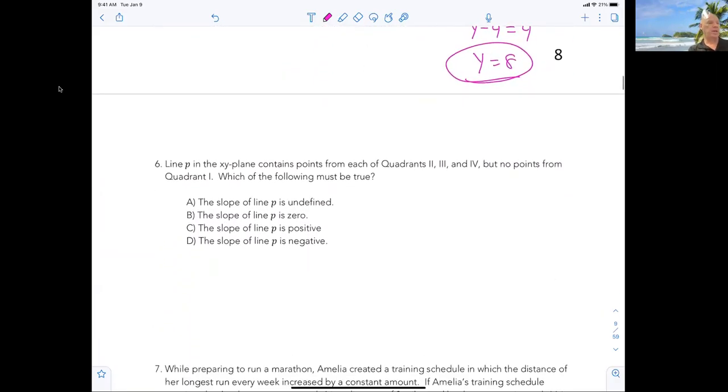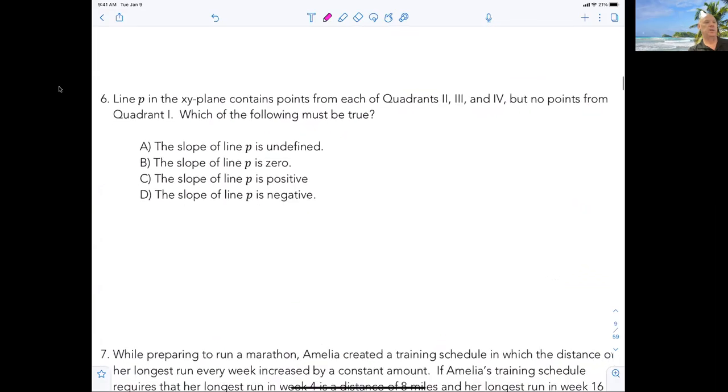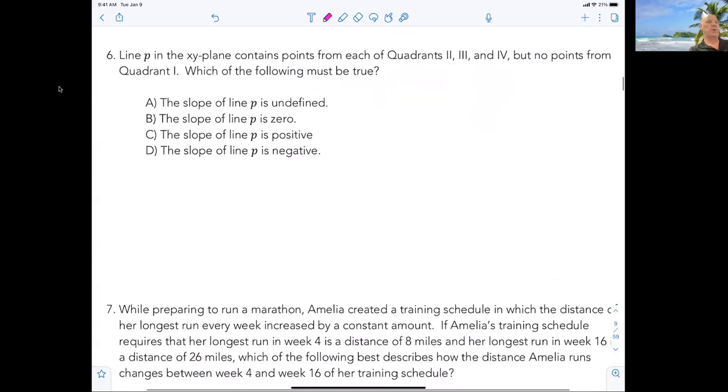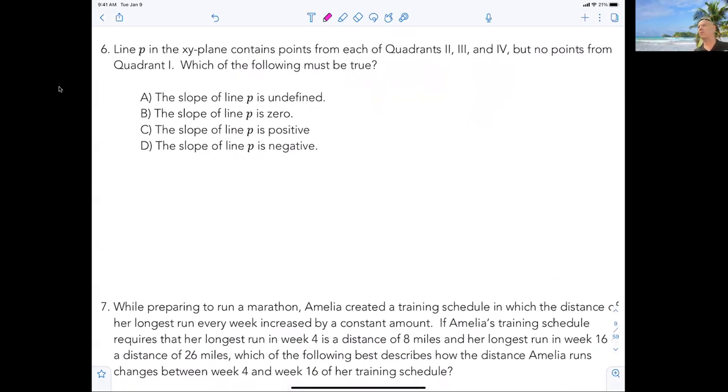Now, I really like number six. All right. Everybody's going to get this right because everybody can draw. I want everybody to draw this out. You have to get it right. Believe it or not, most people miss this question, all right? Because they never think about drawing. So I want everybody to draw something. 30 seconds.